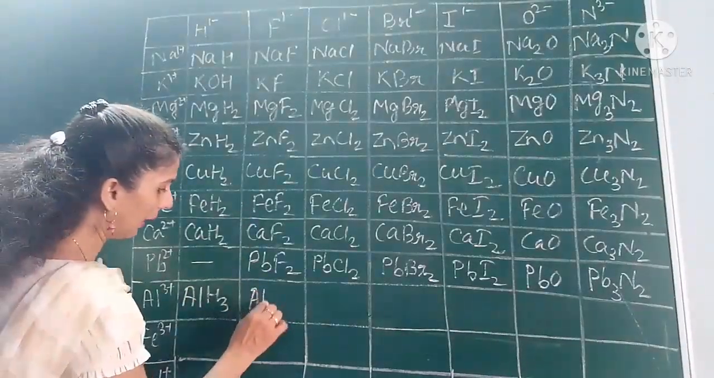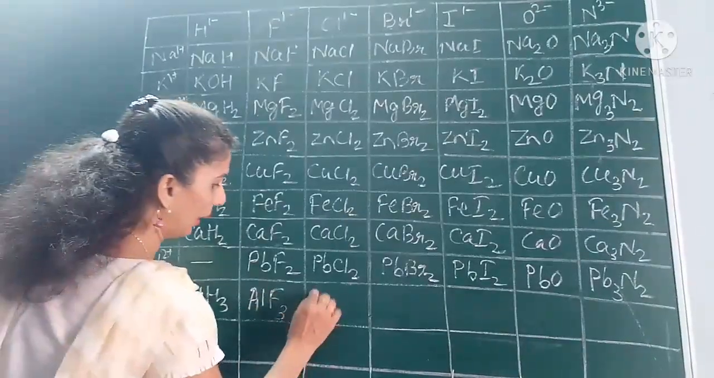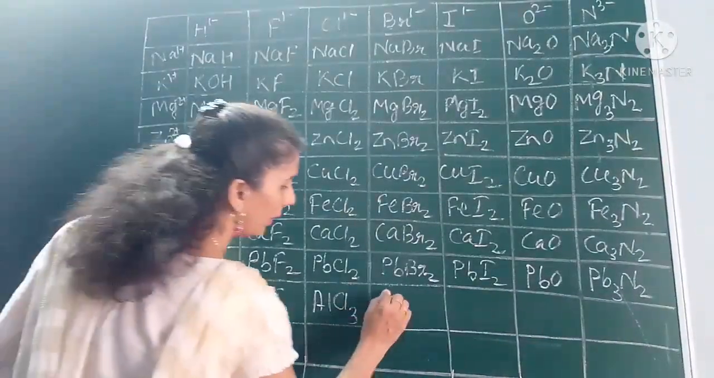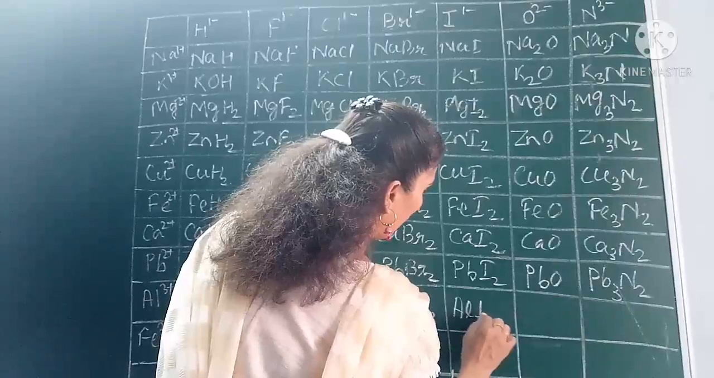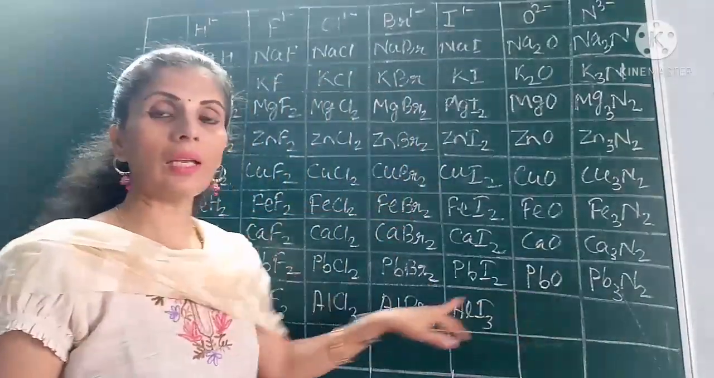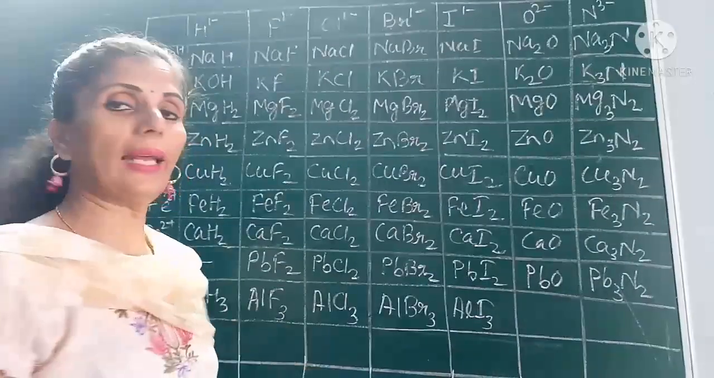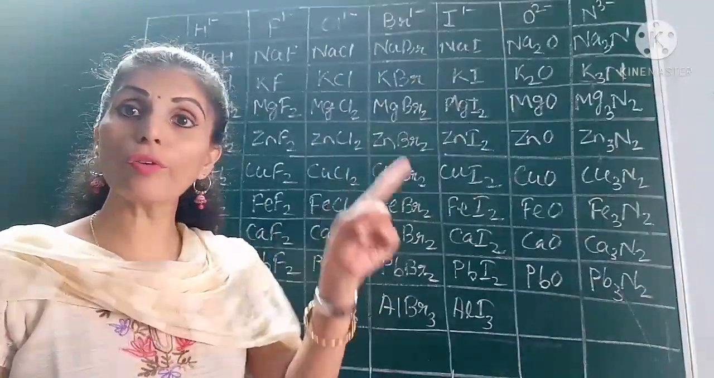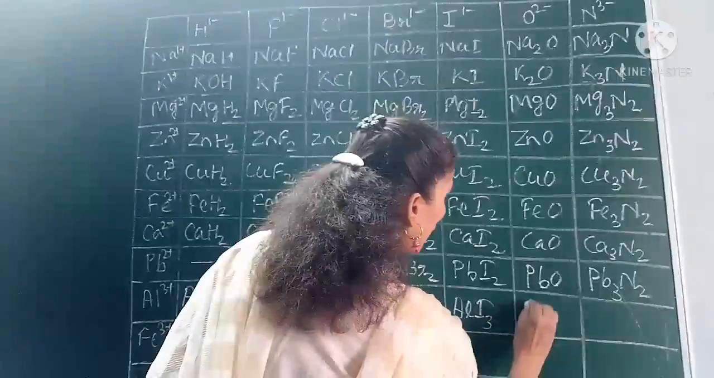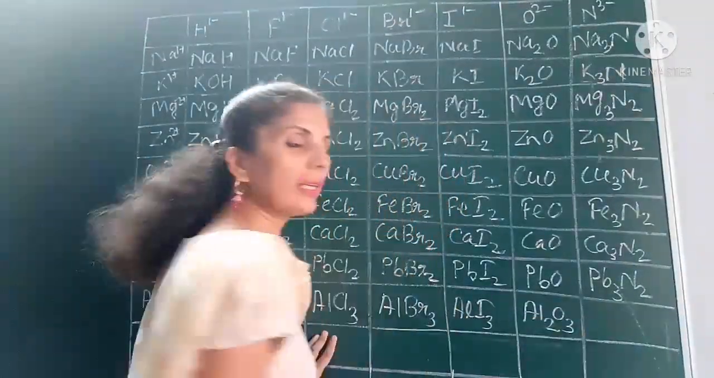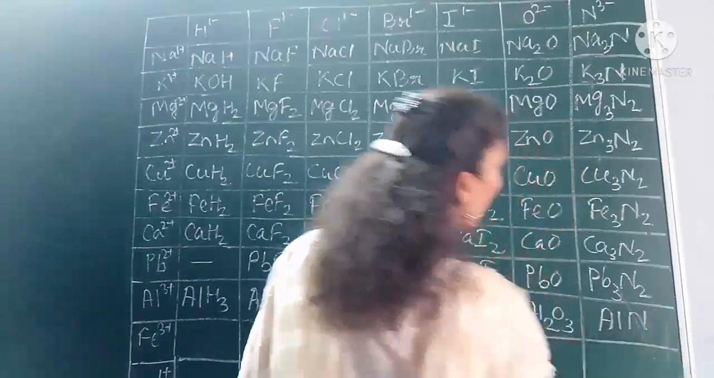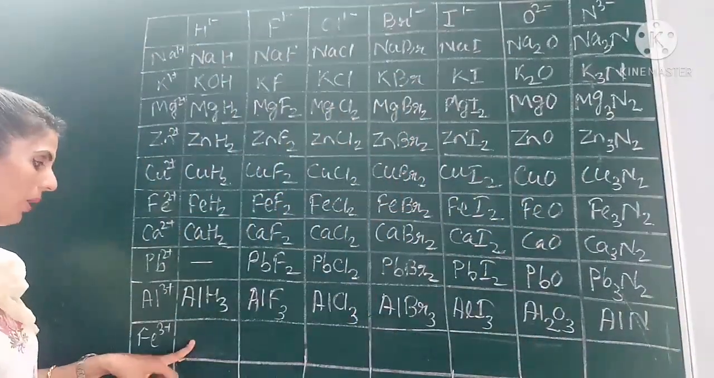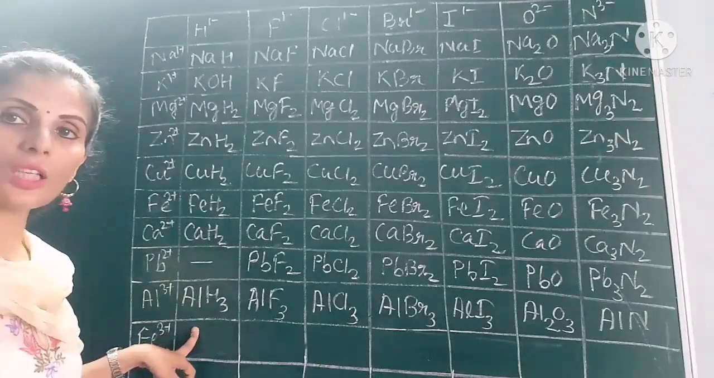Again it will come AlF3, AlCl3, AlBr3, AlI3. Then this one, O is 2, Al is 3. So 3 will go to O, 2 will come to Al. So it will turn as Al2O3. Then nitrogen, you can say nitride. 3 and 3 cancel. So it will become AlN, aluminium nitride. Then Fe3 plus, the same 3 plus will be formed in the same format.